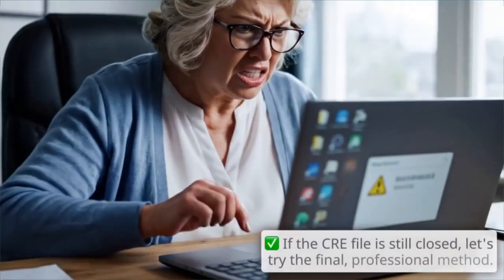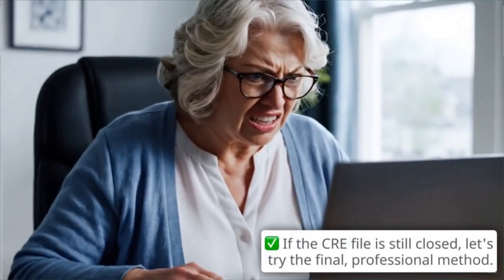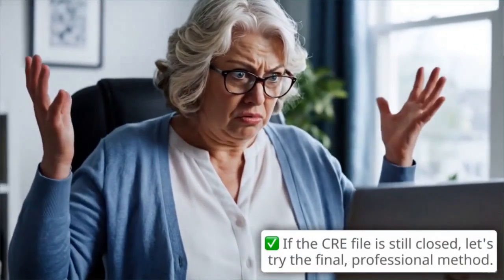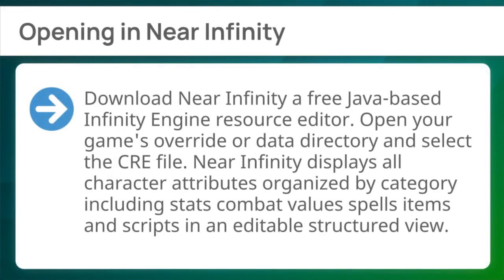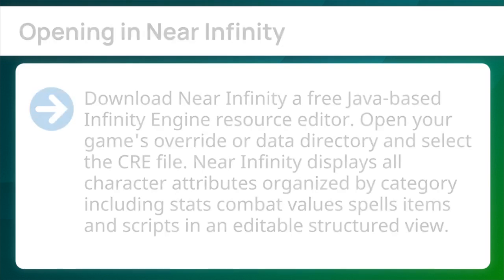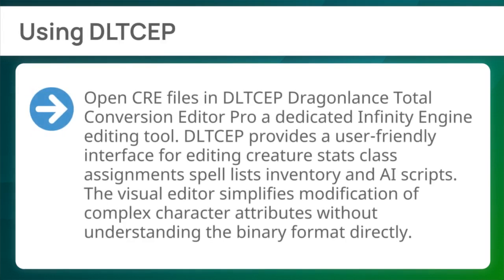We must now isolate the CRE error using these 3 focused and necessary troubleshooting steps. First, opening in Near Infinity. Download Near Infinity, a free Java-based Infinity Engine resource editor. Open your game's override or data directory and select the CRE file. Near Infinity displays all character attributes organized by category, including stats, combat values, spells, items, and scripts, in an editable structured view.